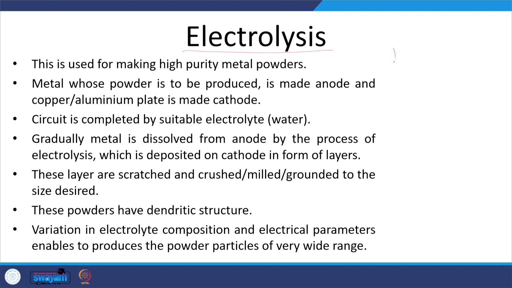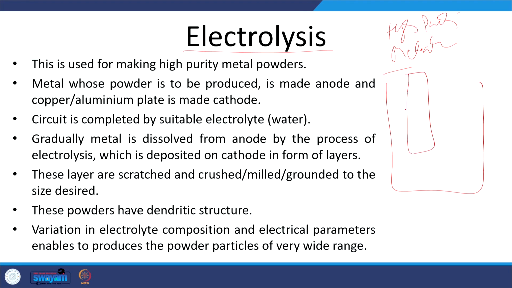Electrolysis is another method of making the powders. This method is particularly used for making high purity metallic powders. So what we do, we use electrolysis. Say this is the material of which the powder is to be made, and another material. The metal whose powder is to be produced is made the anode, and another material, which can be a copper or aluminum plate, is made the cathode.